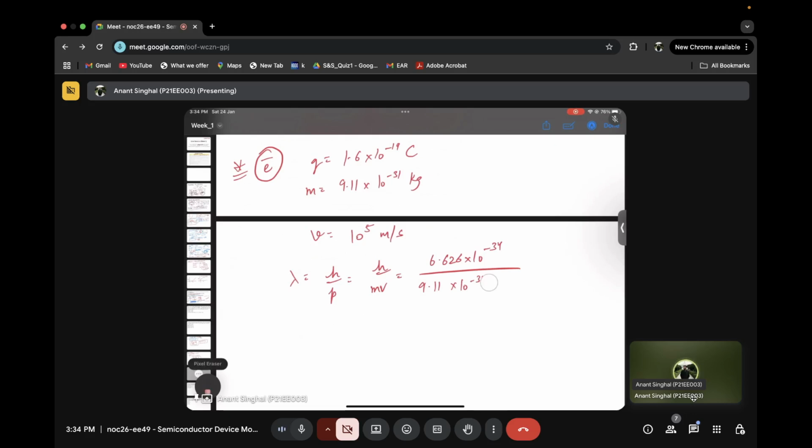Then we have the mass, and then the velocity I've taken as 10 to the power 5. So everything here is in centimeter. So the final wavelength that will come out should be in centimeter. Oh no, everything is in meter, sorry. So the wavelength that should come out should be in meter. So this should be minus 3, should be minus 9.